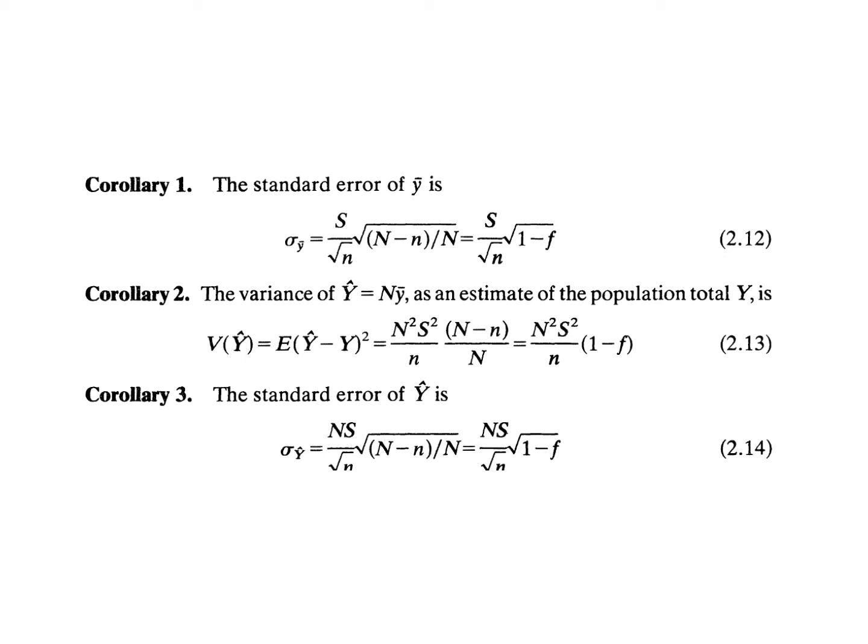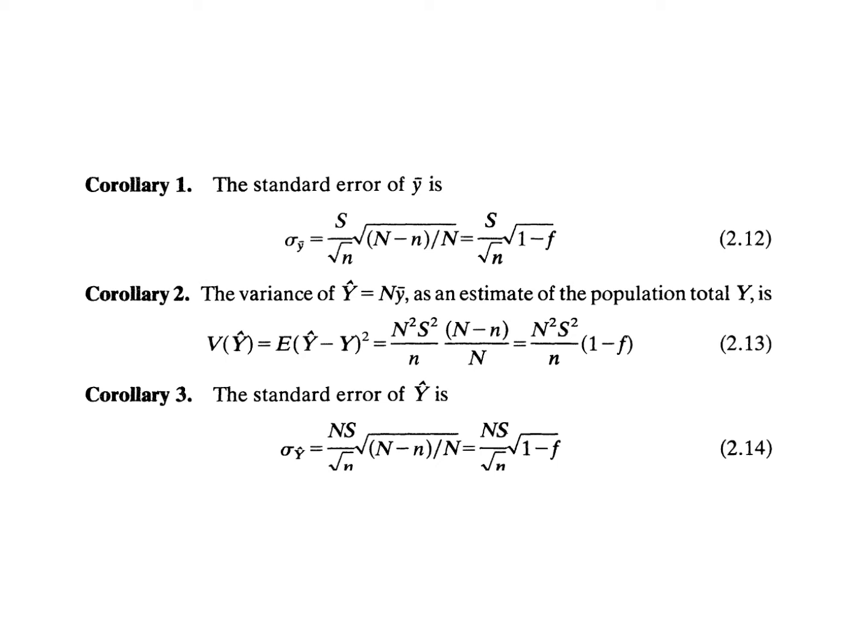The number one, the standard error of y bar is sigma y bar, which is the root of sigma squared. So the rule is s divided by root n, multiplied by root of (N minus n) over capital N, which is equal to s divided by root n multiplied by root of 1 minus f. The second is the variance of y hat.